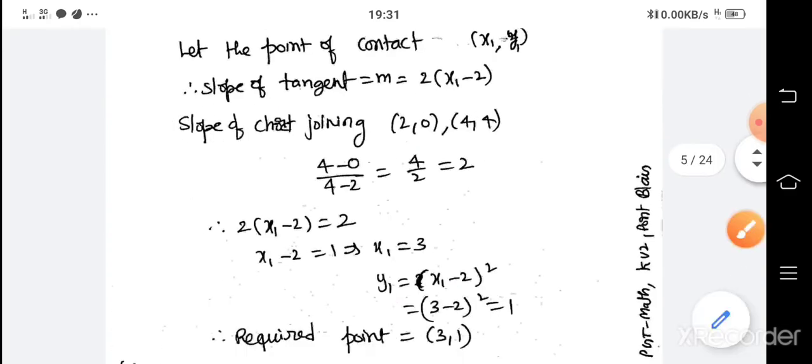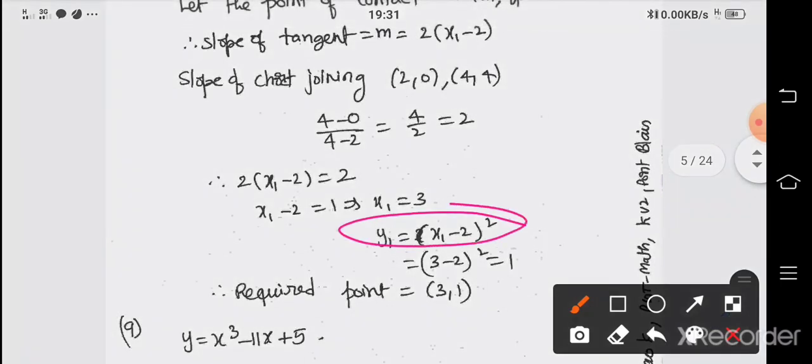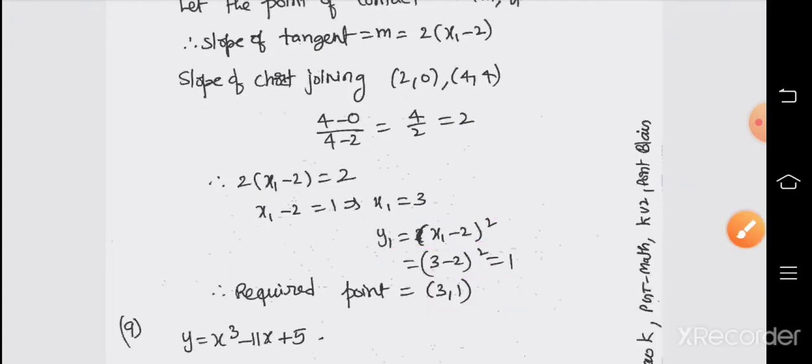3. x1 value is 3. Substitute in that y1, so that you get x1 is equal to 1. So the required point is (3, 1). So there are 2 strategies we were discussing till now.